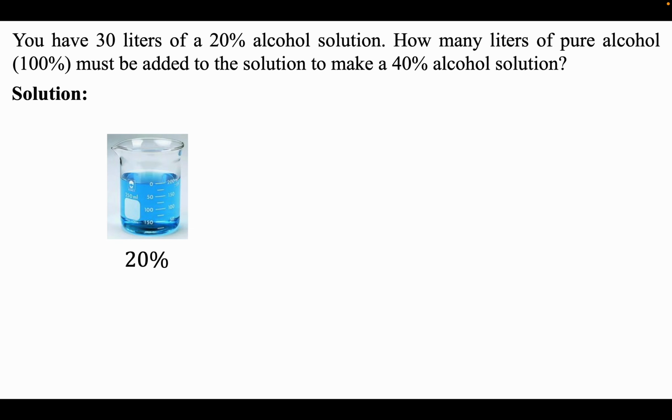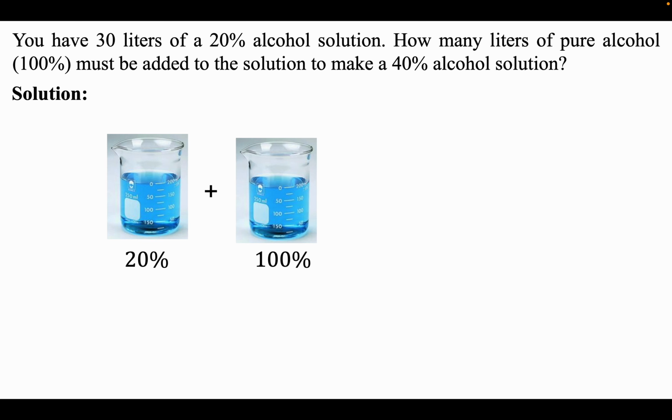Here is example 3. You have 30 liters of a 20% alcohol solution. How many liters of pure alcohol, that is 100% alcohol, must be added to the solution to make a 40% alcohol solution? Okay, so we have a 20% alcohol solution being mixed with pure alcohol, that is 100% alcohol solution, to create a 40% alcohol solution.